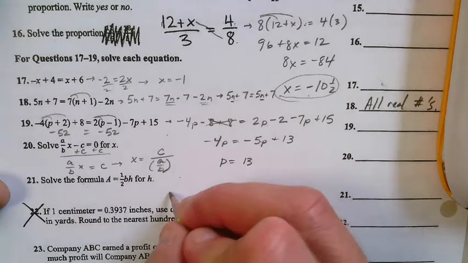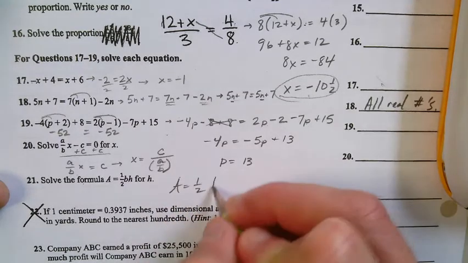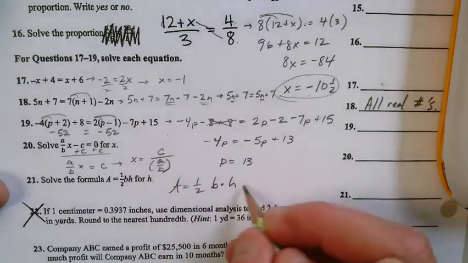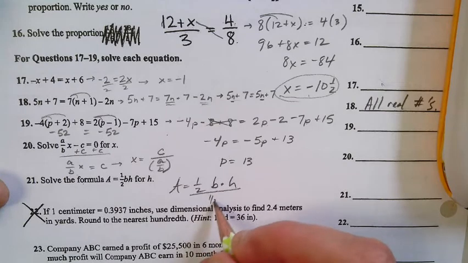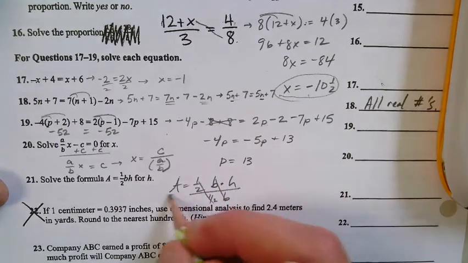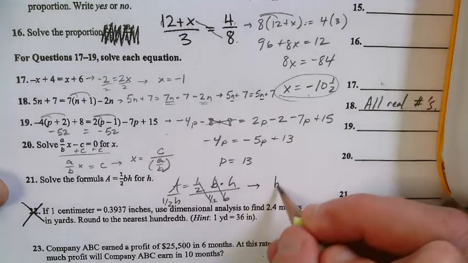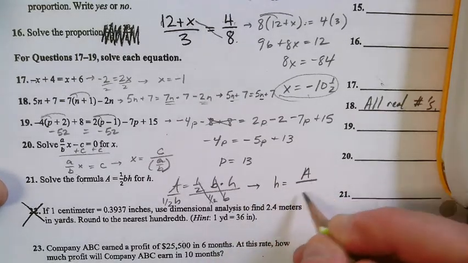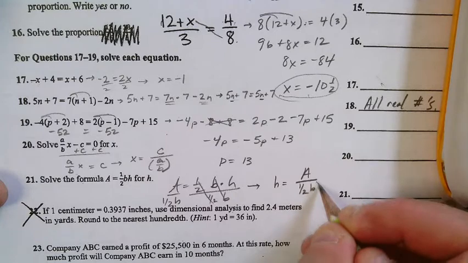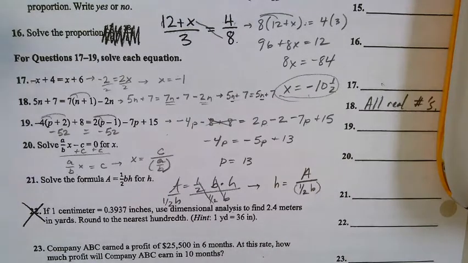Solve the formula area equals 1/2 base times height for the height. Well, if I divide both sides by half base, that should give me the height. So the height is equal to area divided by half of the base. And again, I'm going to put a parenthesis around there. Okay.